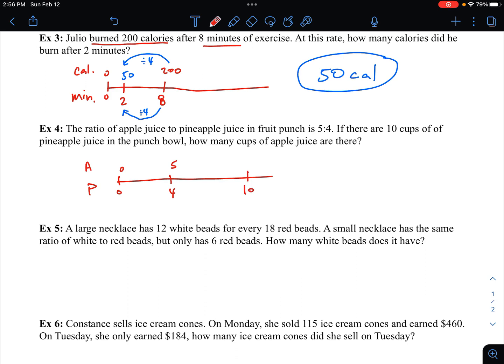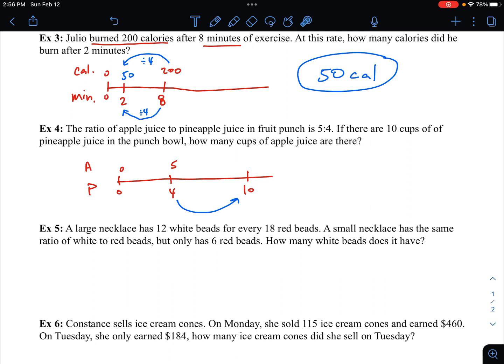And how do I get from 4 to 10? Gosh, this is going to be tough. I don't know how to get from 4 to 10. So you can use your double number line to jump forward and backward, but you may have realized you can't get from 4 to 10 without multiplying by some kind of decimal. So what I'm going to do is say, all right, what's 10 divided by 4?